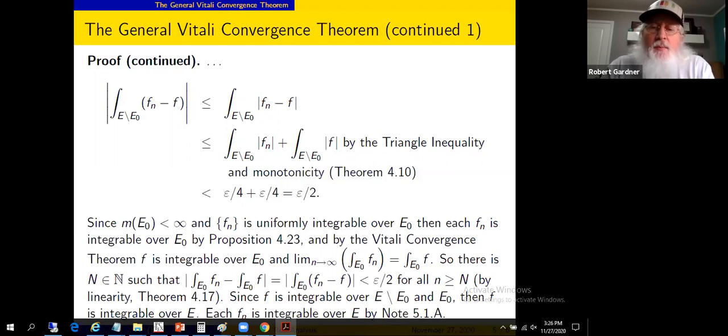We're trying to show this kind of limit thing. We're trying to show a convergence theorem, but over set E, not set E sub 0. So that's what's left to be done.